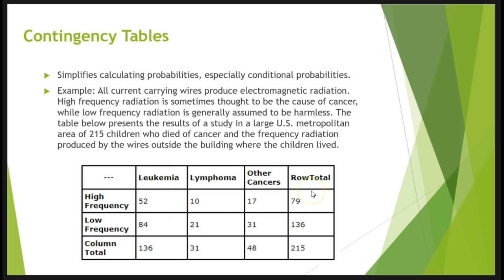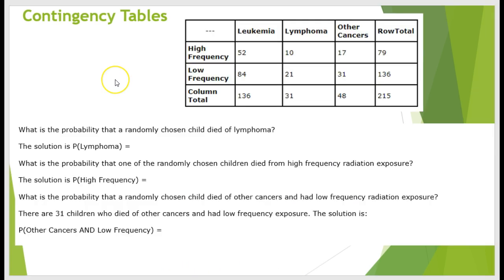What you'll notice is on the far right, we have row totals, and at the bottom we have column totals. Now, not all contingency tables will have these. Some you'll have to total up yourself. So that's just a heads up that not all contingency tables have these totals already done for you, and you can just easily go ahead and do that yourself. So let's take a look at this first question.